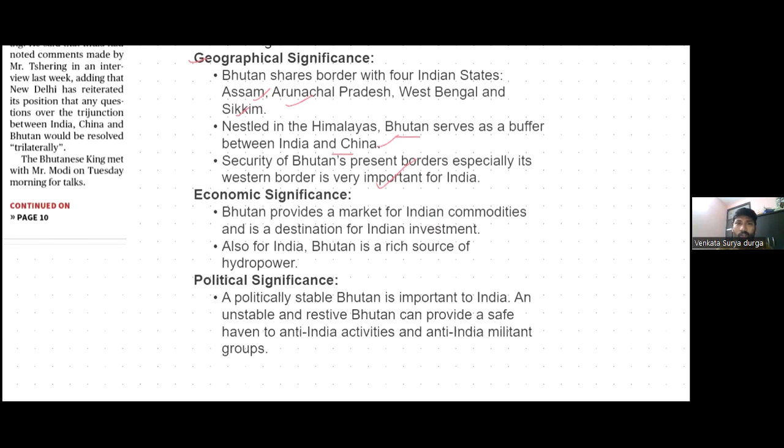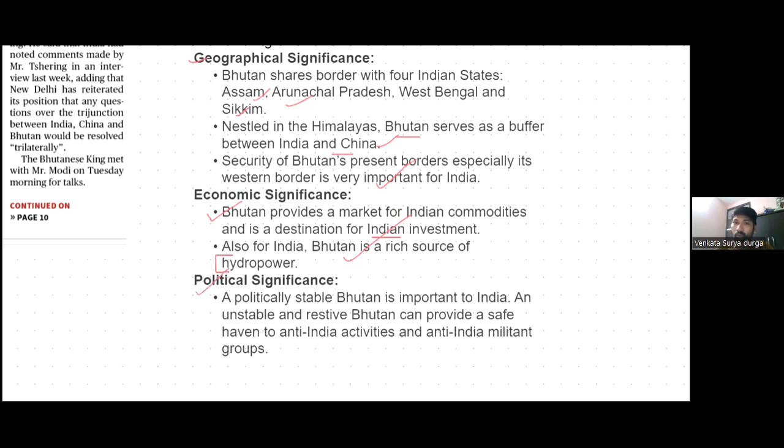So what is the economic significance? Bhutan provides a market for Indian commodities and a destination for Indian investment. Also for India, Bhutan is a rich source of hydropower. There have been several hydropower projects jointly developed by India and Bhutan. What is the political significance?